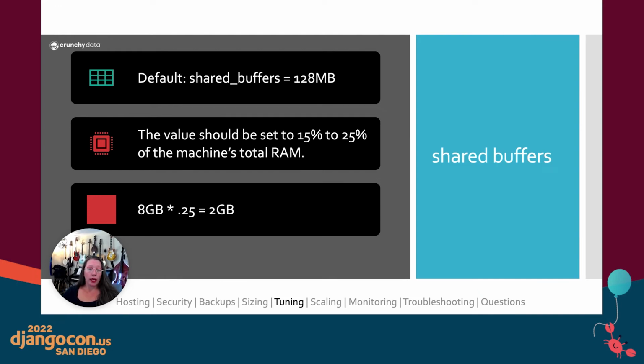So for shared buffers, the default setting in Postgres is 128 megabytes, and it should be about that quarter of the total RAM. So if you're running that standard 8 gigabyte production machine, that's 2 gigabytes for the shared buffers. You would want to update that shared buffers setting if that's what you were using.